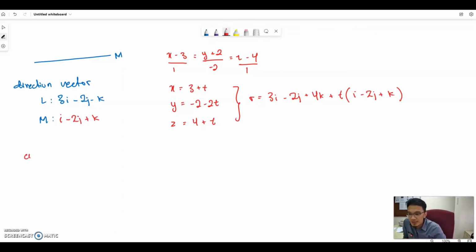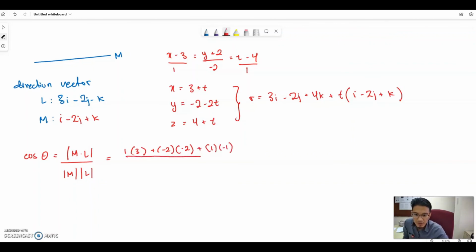Okay, so by using the cosine theta dot product to find the angle between these two lines L and M, it means M dot L divided by the magnitude of vector M and also the magnitude of vector L. So it is equal to 1 multiplied by 3, plus negative 2 times negative 2, plus 1 times negative 1, divided by the square root of 1 square plus negative 2 square plus 1 square, times the square root of 3 square, negative 2 square, and plus negative 1 square.